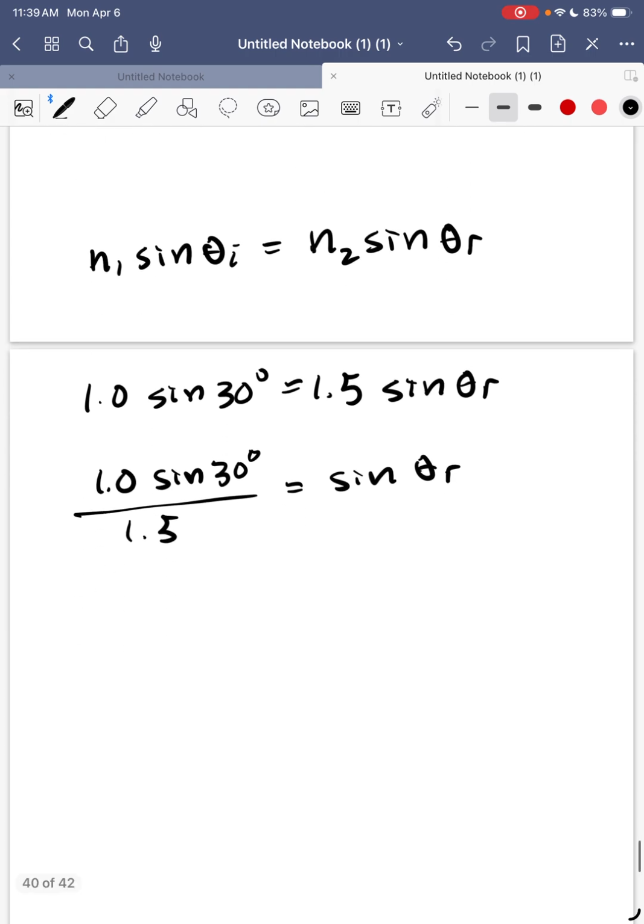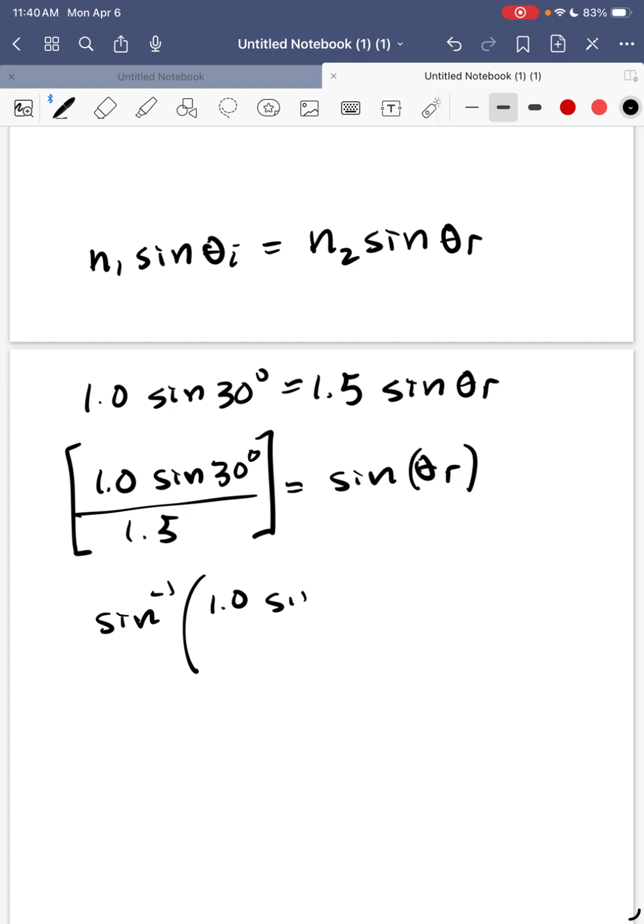Now, if I want to get this angle, theta refracted, what I can do is just basically take the arc sine of all this material here. So I can just say something like this. The arc sine of 1.0 sine 30 degrees divided by 1.5. And if I take the arc sine of that, that'll give me the angle of refraction.